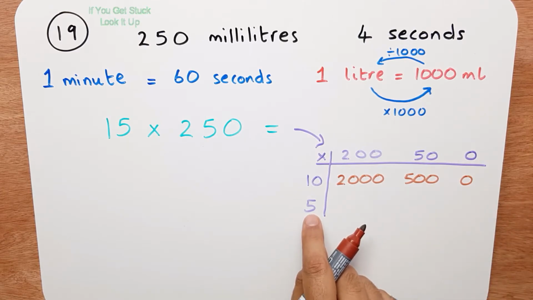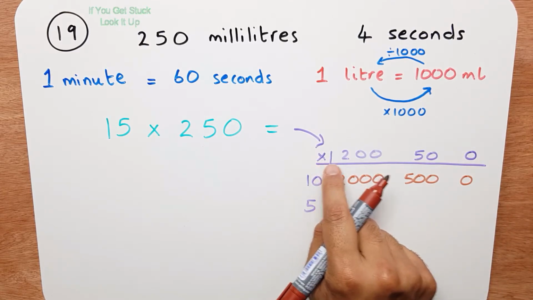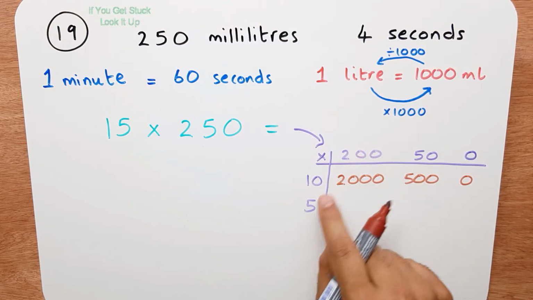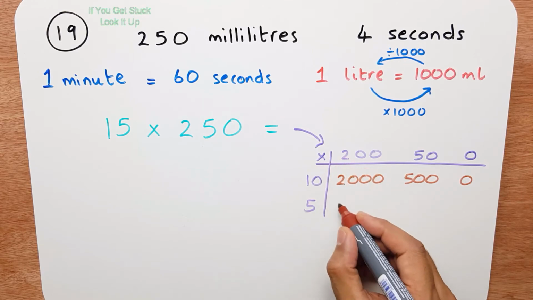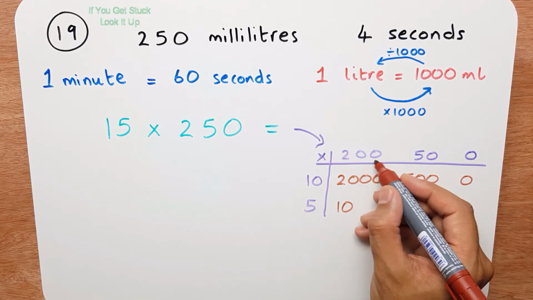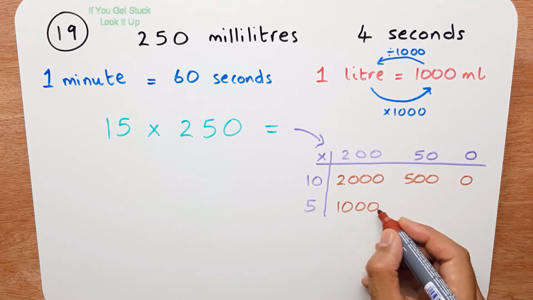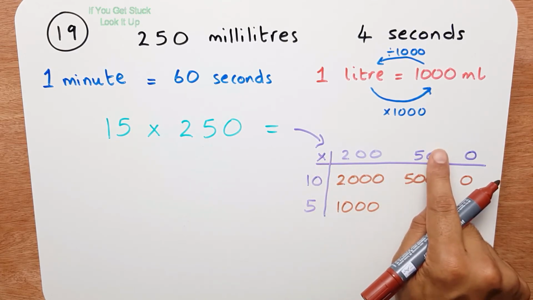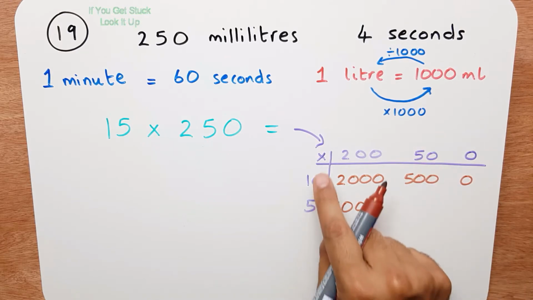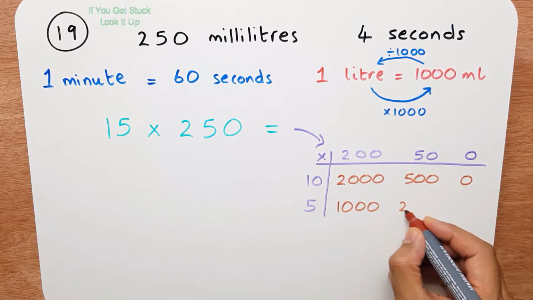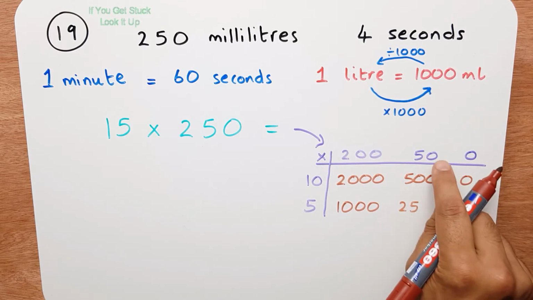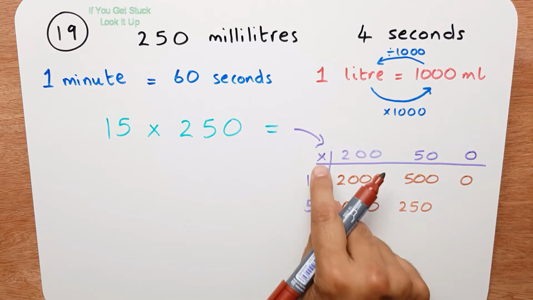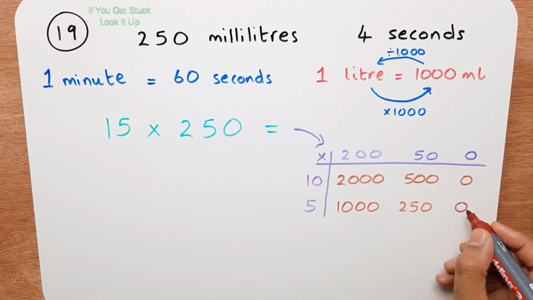Now we're moving on to the 5. 5 times 200. So what I'm going to do is hide these 2 zeros. So it's 5 times 2, which is 10. And I simply add these 2 zeros. 1, 2. Now it's 5 times 50. Hide the 0. 5 times 5 is 25. And we add the 0. And finally it's 5 times 0, which is 0.